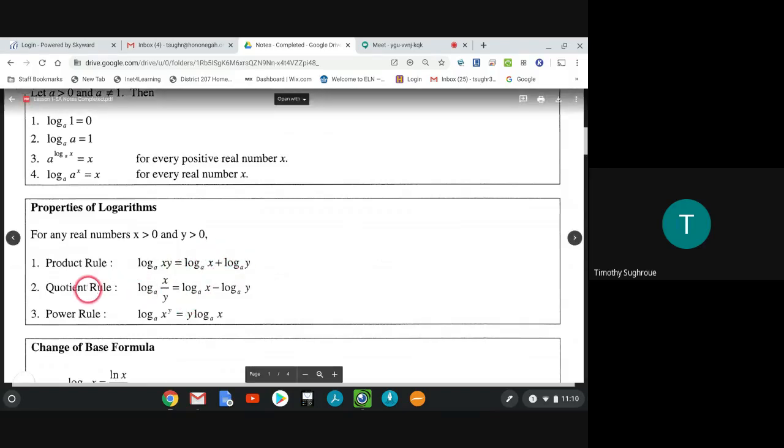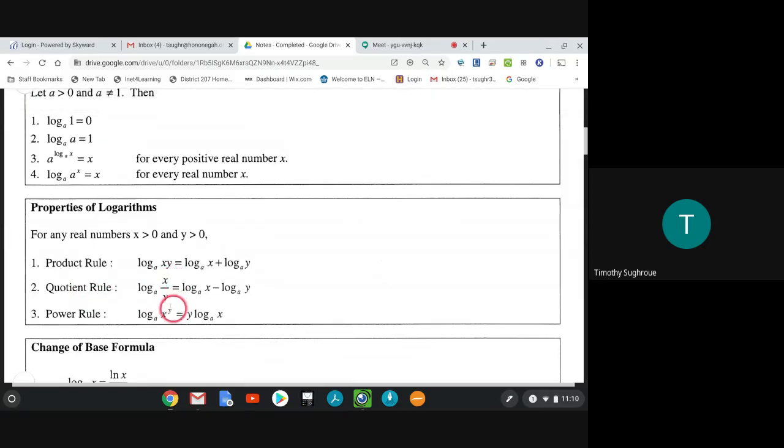Likewise here with the quotient rule. Log base A of a factor divided by a factor. So a quotient is the log of the numerator minus the log of the denominator, using whatever this base happens to be. And again, 90% of the time, please understand that in calculus, we're going to be dealing with natural logs.